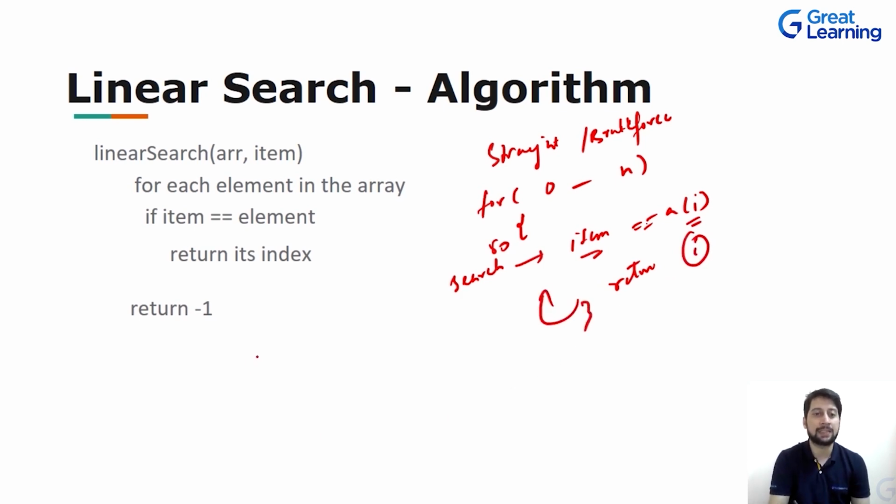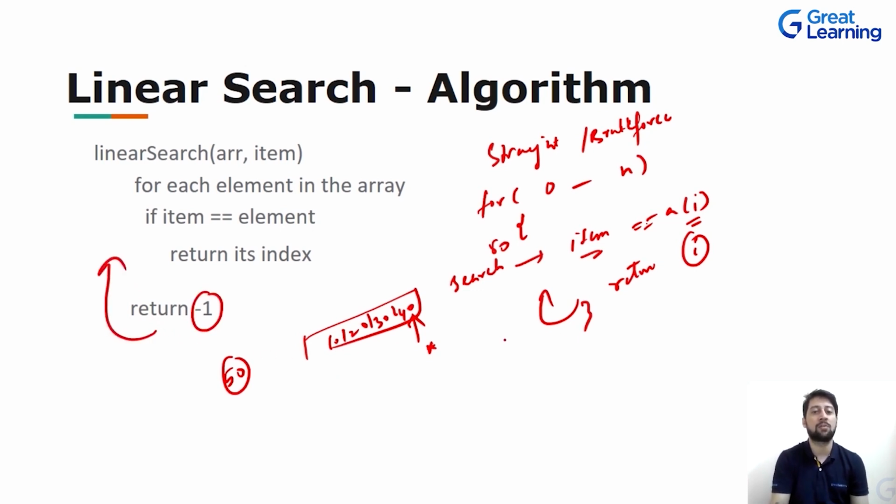There might be a case as well where we are at the end of the array, we have exhausted the last element, and we were not able to find this 50. Let's suppose the array is 10, 20, 30 and 40. Now this 50 is not present in the entire array. At that time, what we are going to return is -1. This -1 indicates that we were not able to find that element in the array.